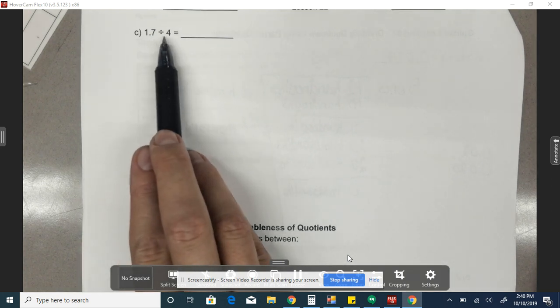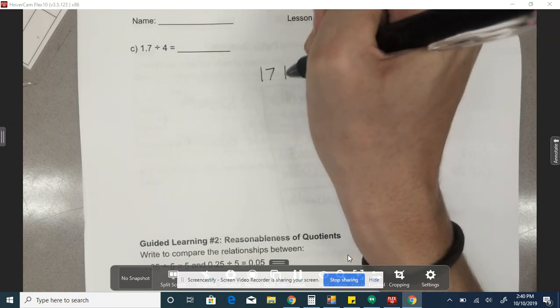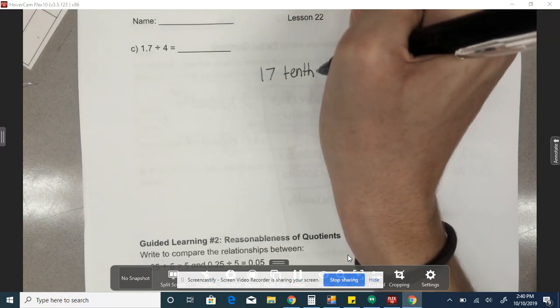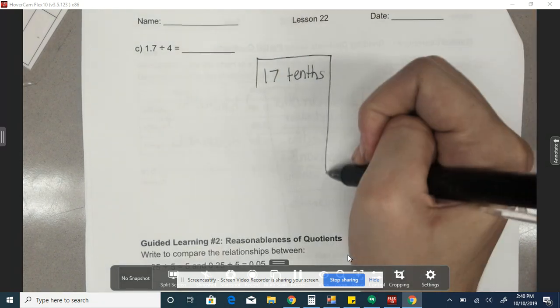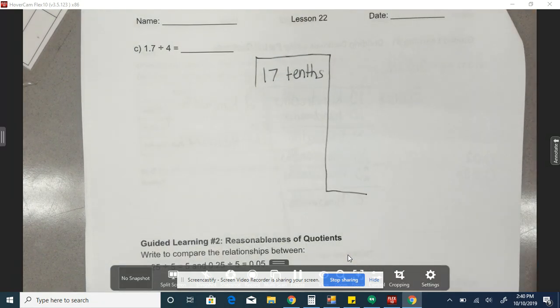All right, so now I'm doing 1 and 7/10 divided by 4. I know that 1 and 7/10 is the same as having 17/10. So I'm going to write that here, 17/10. And now I know I'm dividing, so I'm going to make my division sign. And I'm dividing by 4.